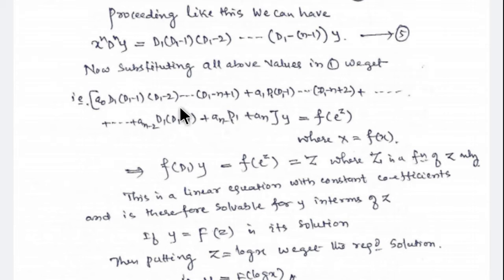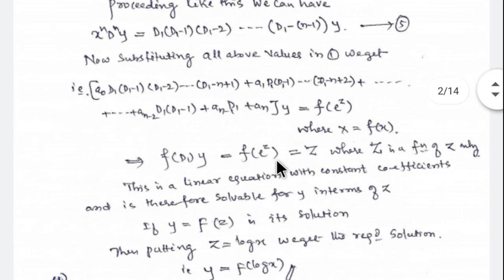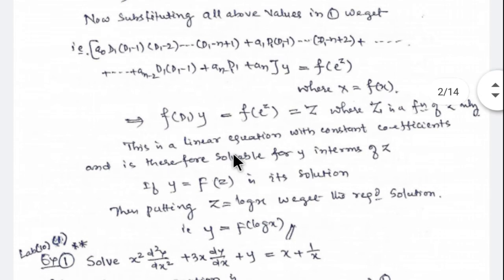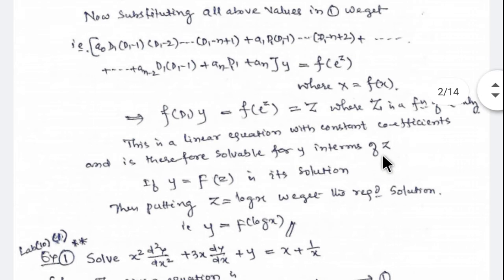This equation contains the D1 operator. So you can say generally this is f of D1 y equal to f of e raised to z, and this is equal to say capital Z, a function of z only, small z. So capital Z is a function of e raised to z, or a function of z. This is a linear equation with constant coefficients, and is therefore solvable for y in terms of z.